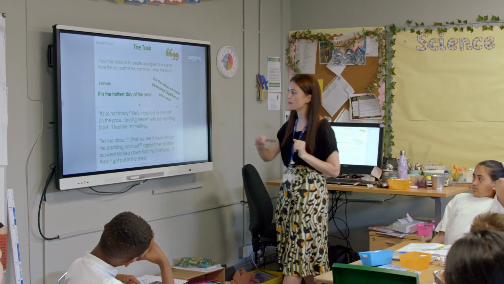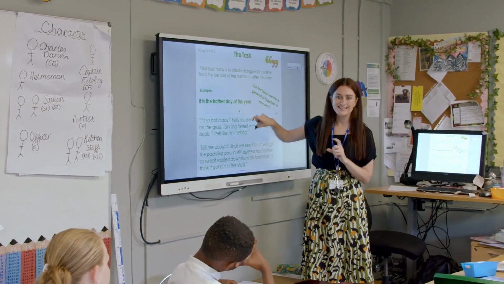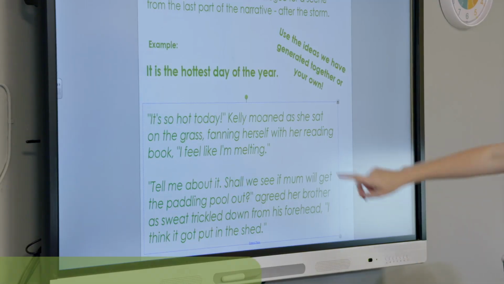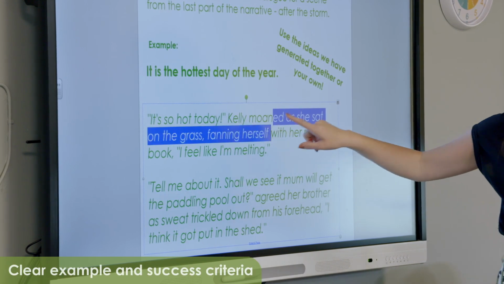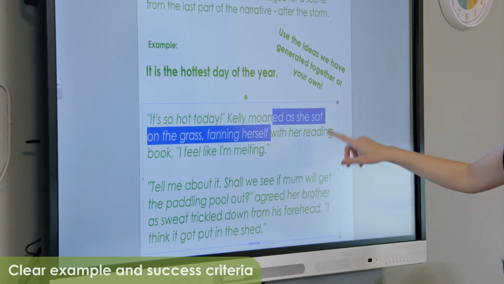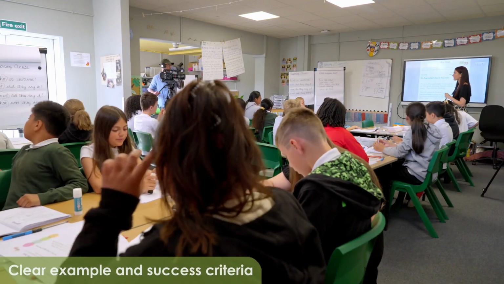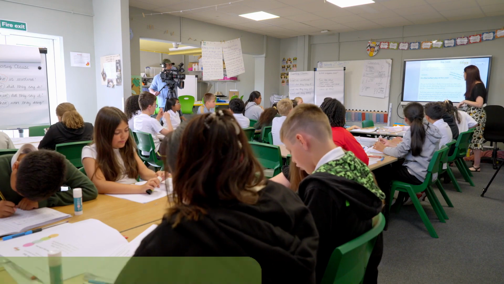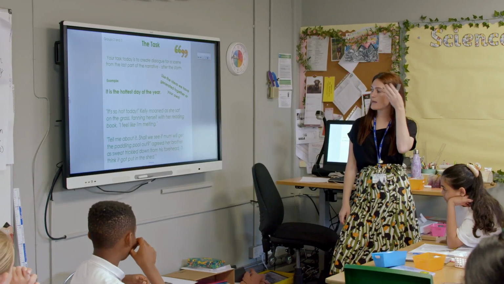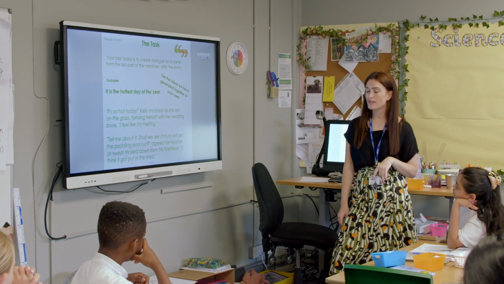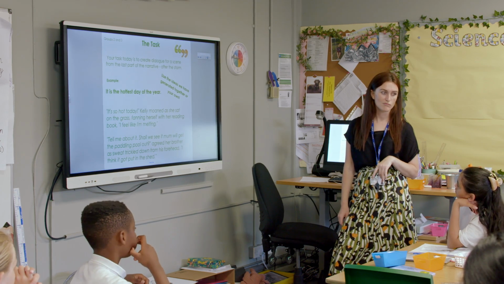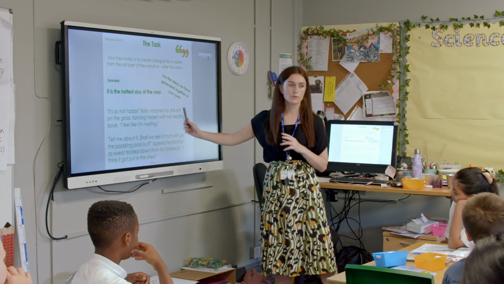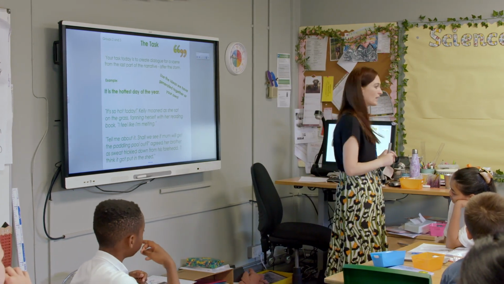Okay, so we've got the split speech in there, but we've also got the really detailed reporting clause to advance the action. That is the bit that I am looking for. In these groups, I'm expecting you to be having a conversation, so another character is introduced. "Tell me about it. Should we see if Mum will get the paddling pool out?" agreed her brother as sweat trickled down from his forehead. "I think it got put in the shed." So we're thinking about that conversation and how detailed the reporting clause is to move the story on.